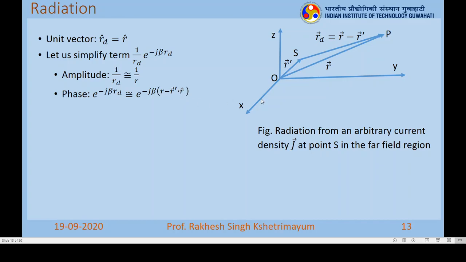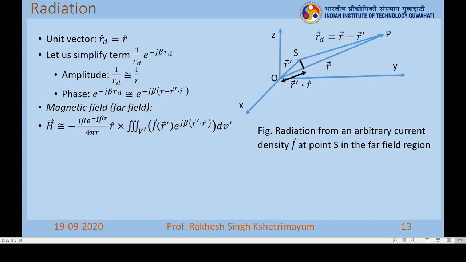What is this term here? You look at this diagram here, you take a projection of this r dash along the r hat direction. This is the r hat direction. You take a projection here. How much is this length here? This length is basically r dash dot r hat. This is the projection of the r dash vector along the r vector. You need to subtract this from the r. Then only you can find this exponential term here. So we have everything. We can write down the expression for the far fields of the magnetic field. This will be like this.